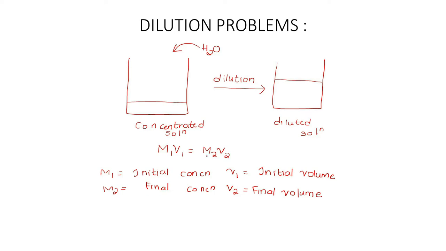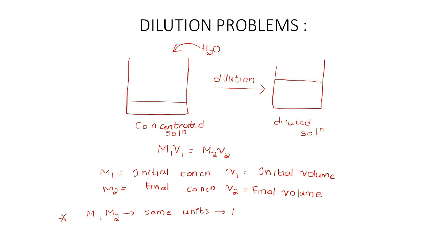M2 is the final concentration, the concentration obtained after dilution is carried out. And then V2 is the final volume. What will be the final volume after addition of water to that? So this is the equation which will help us to find out how much concentration will be the diluted solution, how much volume we have to take out from the concentrated solution, and how much volume of water has to be added. One thing important to be remembered over here is always M1 and M2 values should have same units while carrying out the dilution problems.